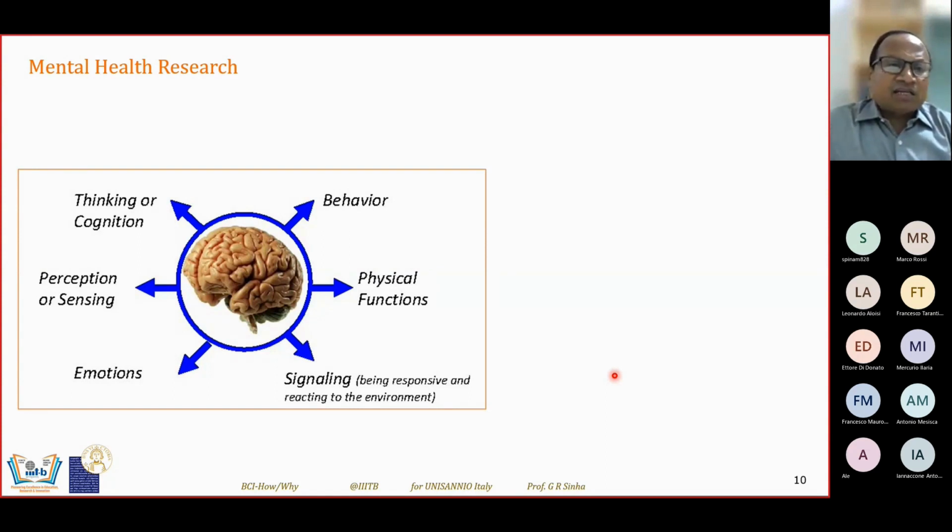So what is mental health research? Again, mental health research is on, in the center there is a brain.